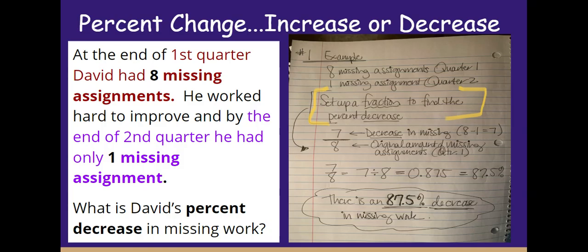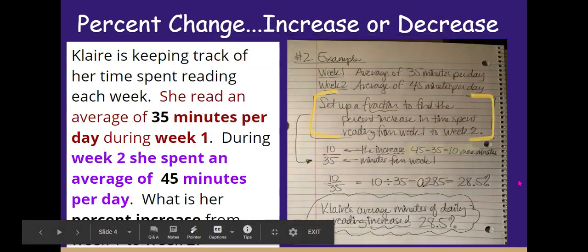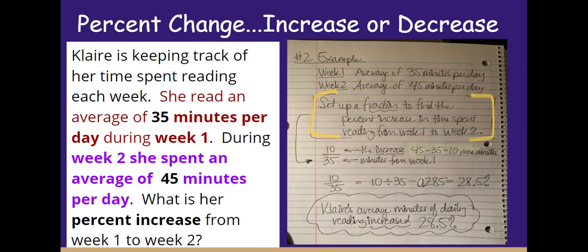How many missing assignments did he have second quarter? Then you would have been given that multiplier to work with. We're doing the opposite. We're given the situation and trying to find what that relationship is, what that multiplier is. 87.5%. Here's another story. Claire is keeping track of her time spent reading each week. She read an average of 35 minutes per day during week 1, and during week 2, she spent an average of 45 minutes per day. What is her percent increase from week 1 to week 2?